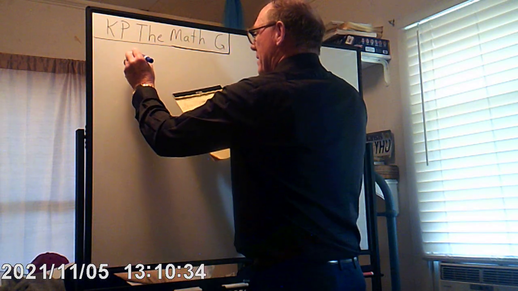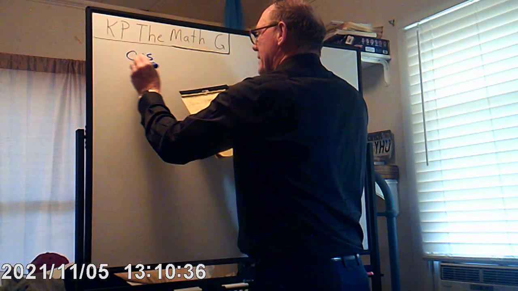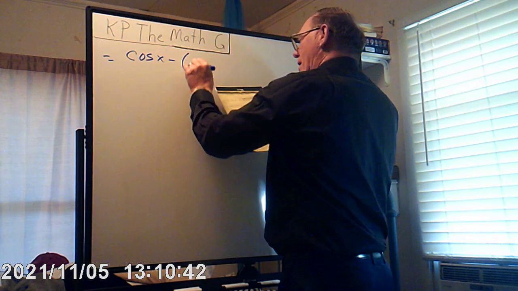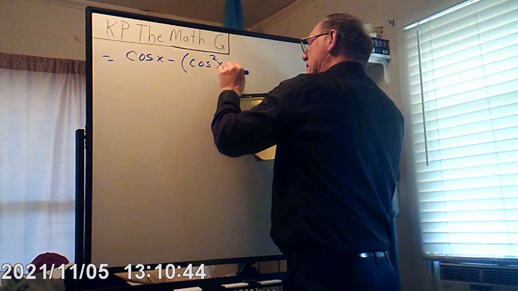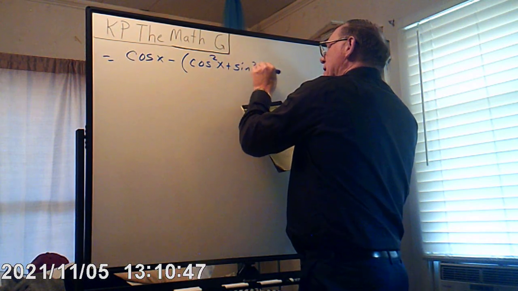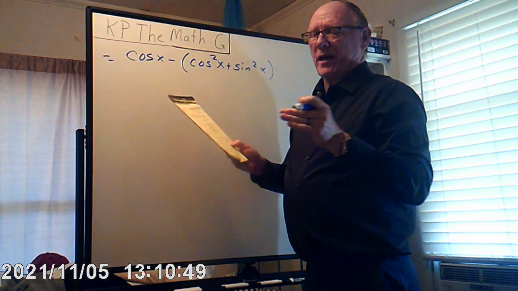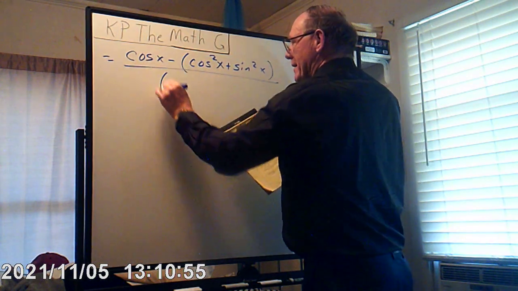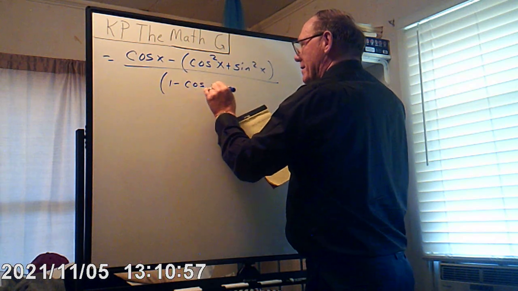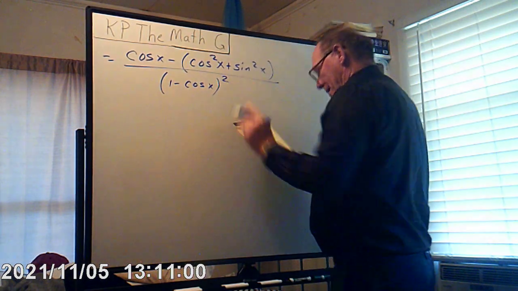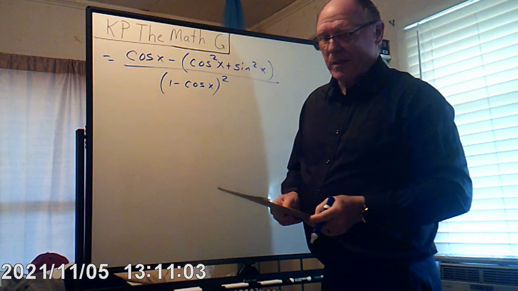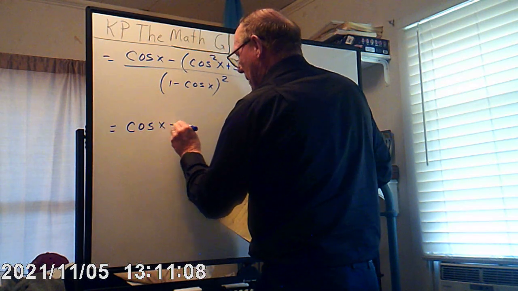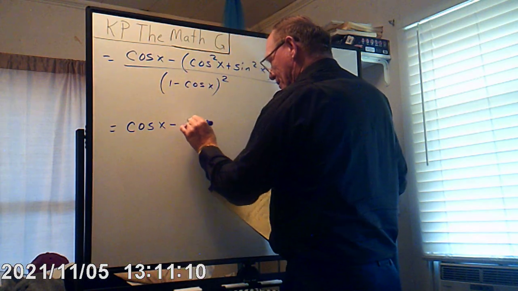We left off at cosine x minus, now we have cosine squared x plus sine squared x. Some of you probably read this as sine squared x plus cosine squared x and said, ooh, that's 1. So yeah, it is 1. But we're going to get it right here: 1 minus cosine x squared. A little bit of work involved in some of these. So cosine x minus, now all of this is just 1.